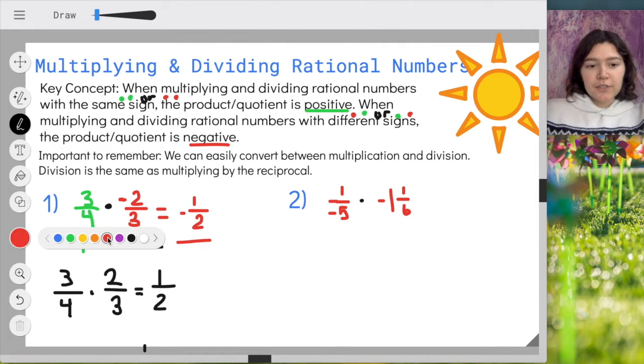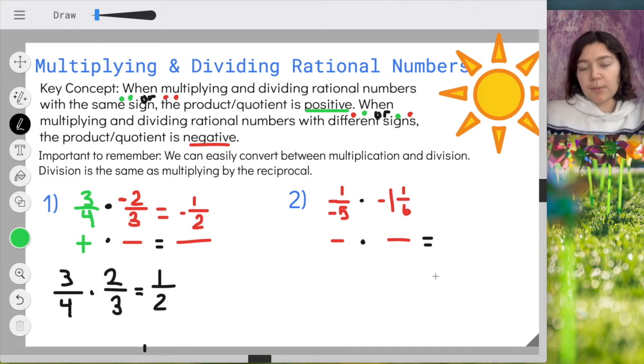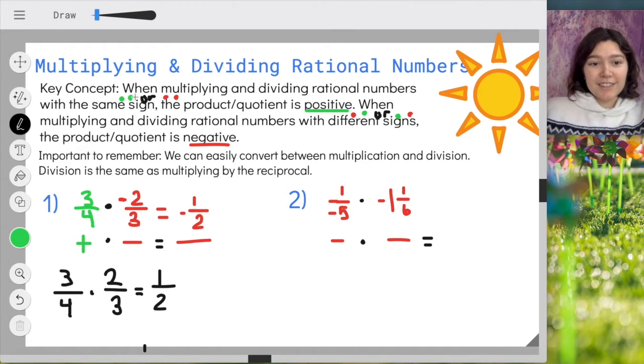Before we do that, though, let's figure out what the sign is going to be. So here I have a negative number. I'm multiplying that by a negative number. So when I have a negative times a negative, am I going to get a positive or a negative product? Well, we have the same sign, and when we have the same sign, our product is going to be positive.